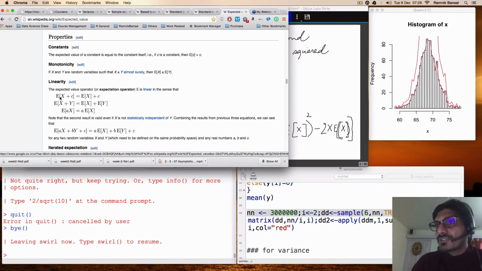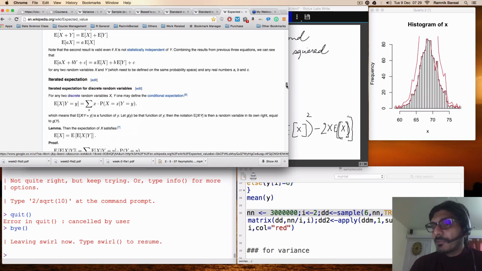Linearity. So we know this. So expected value of x plus c is the expected value of x plus c, because expected value of c is equal to c, right? Expected value of x plus y is equal to expected value of x plus expected value of y, and similarly this, right? So is this clear? So now this, he's saying that this result is valid even if x is not statistically independent of y. Combining the results from previous three equations, we can see that expected value of a of x plus b of y plus c is equal to this. All right. So they need not even be independent.